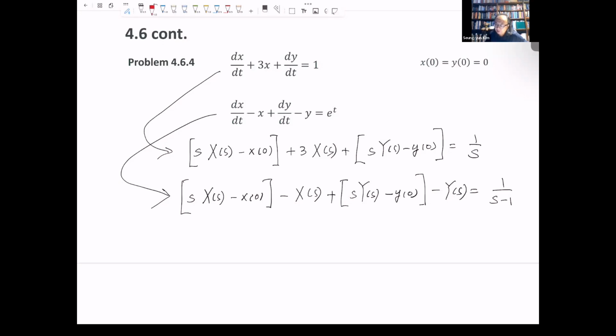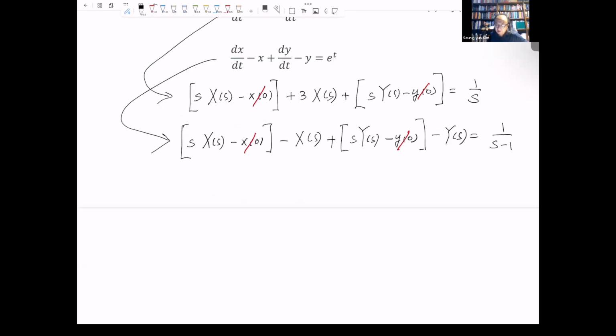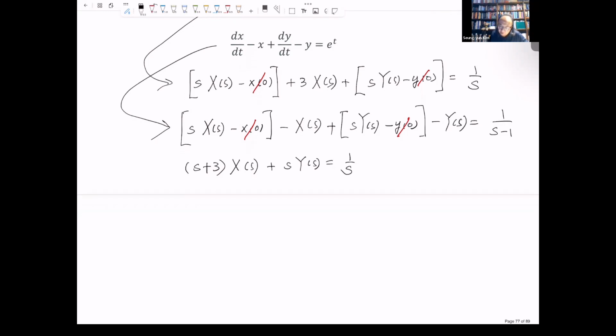Initial conditions: x of 0 equals y of 0 equals 0. Everything is 0. Let's combine x terms together, y terms together. From the first equation, we have (s plus 3) X of s plus s Y of s equals 1 over s. And then the second equation, we have (s minus 1) X of s plus (s minus 1) Y of s equals 1 over s minus 1.